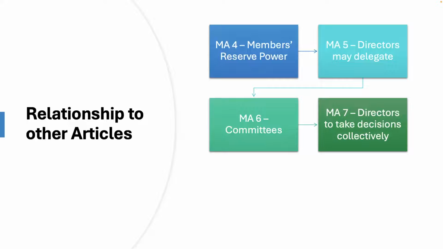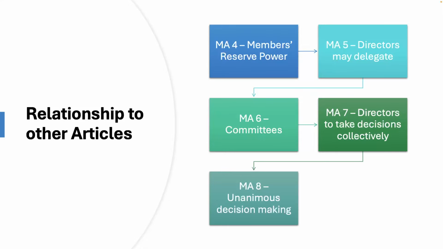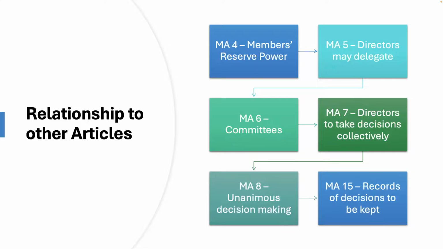Part 7 refers to the decision-making when it comes to directors making decisions collectively. These regulate how collective decisions are made, either at a meeting or through written resolutions. Part 8 refers to issues concerning unanimous decision-making. And then finally, Part 15 of the Model Articles requires that the directors must keep written records for 10 years of any unanimous or majority decision that is made within the corporation itself.